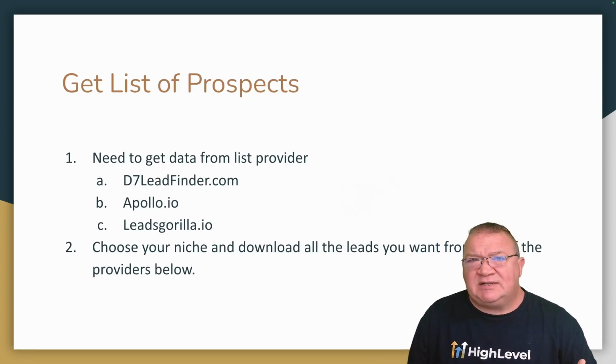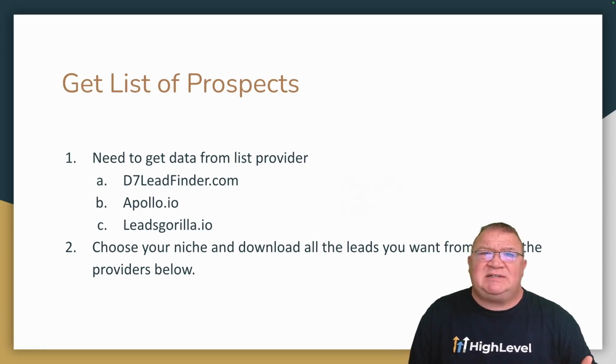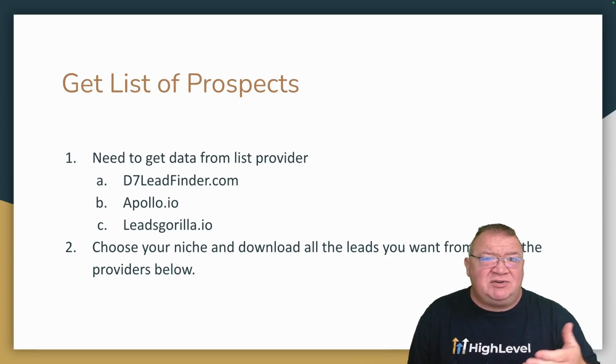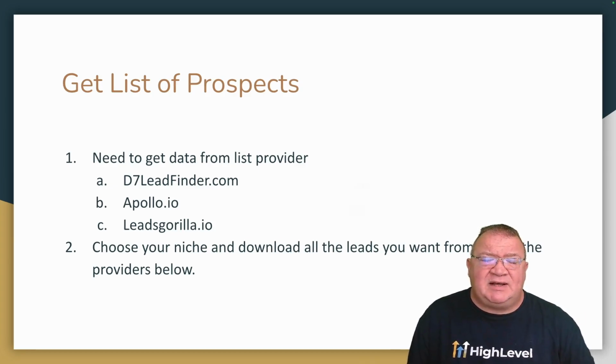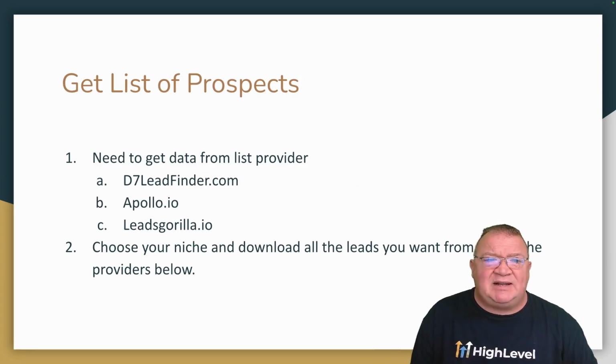Now, how do you get a list of prospects? There's a lot of different list providers. Here's a couple on the screen. I'm going to use in this example the file that I pulled from D7 Lead Finder. I did use them for a while, and I'm just trying to show you an example a little bit later on in the video, when I get into HighLevel, of how you import that list and how you go through and do all of that stuff. And we'll get to that later. But these are the providers you can go to. There are other ones out there.